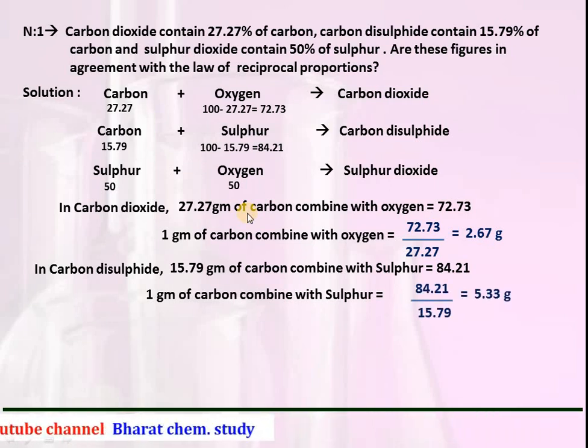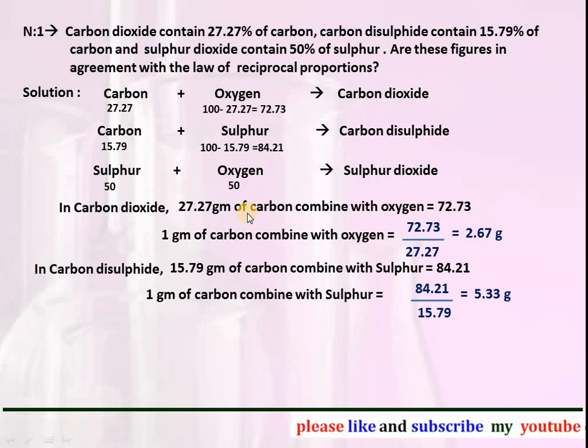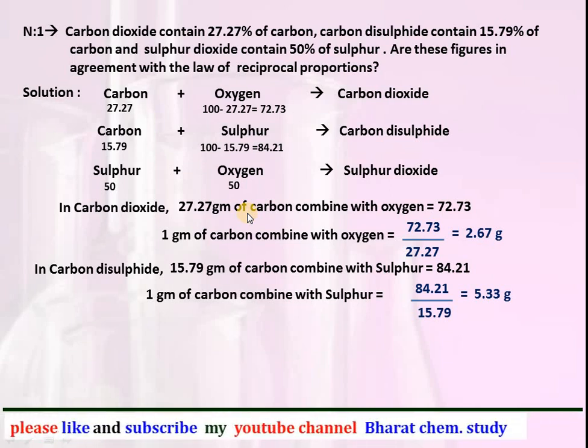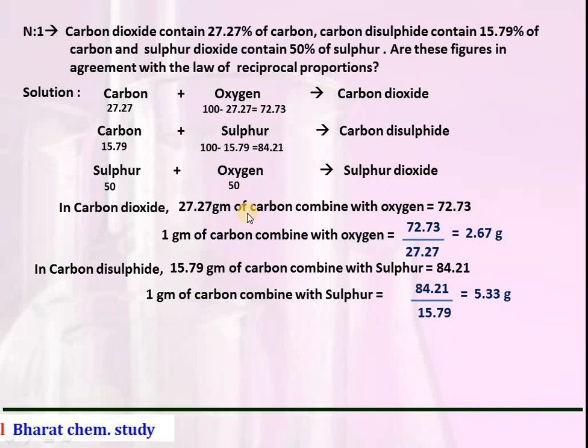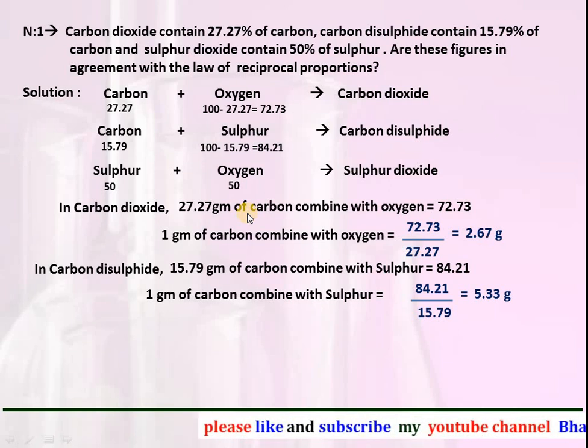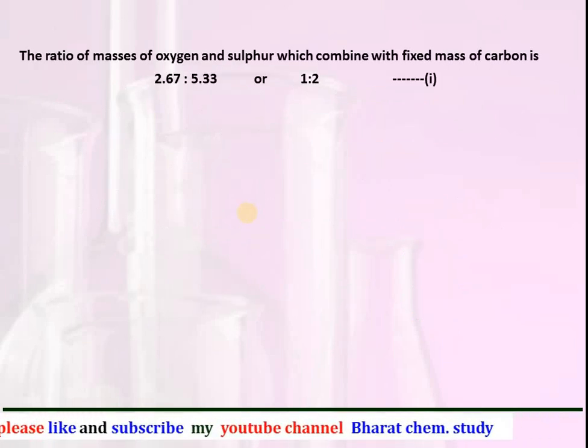So here now we have fixed the mass of carbon to 1 gram, and we have calculated the mass of oxygen in the first compound and the mass of sulfur in the second compound. So the ratio of oxygen and sulfur which combine with the fixed mass of carbon, that is 1 gram, comes to be 1:2.